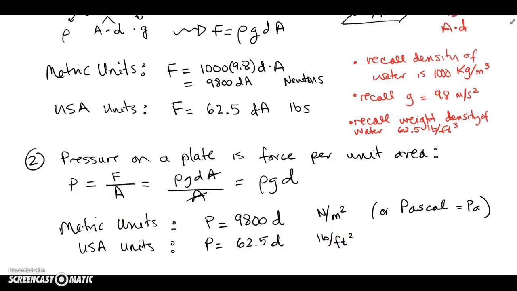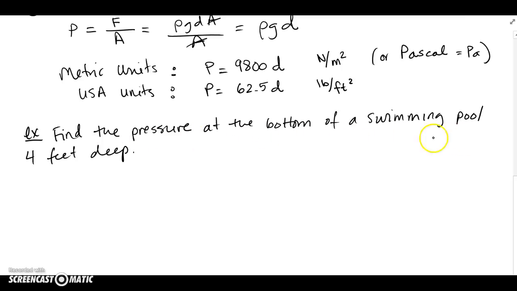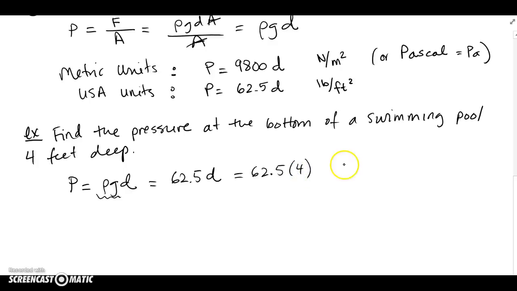Now let's go look at a couple of basic examples with these ideas. Find the pressure at the bottom of a swimming pool 4 feet deep. So all we care about is how deep we are in the water. And pressure, remember, is rho g d, how deep you are in the water. Since we are in the US unit system dealing with feet, this part is just 62.5 times d. And they gave us that we're 4 feet deep, so all we got to do is plug in the 4 feet deep that we are underwater, and that gives us 250 pounds per square foot.